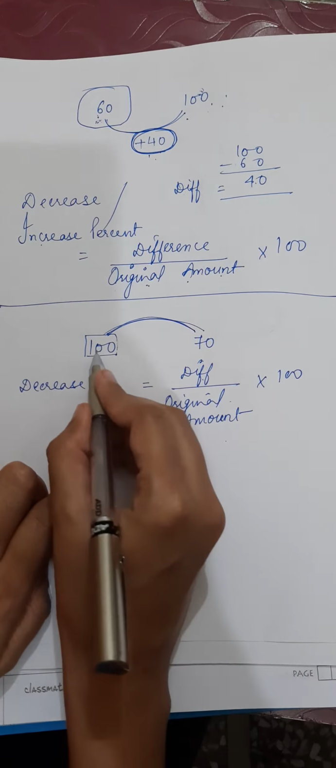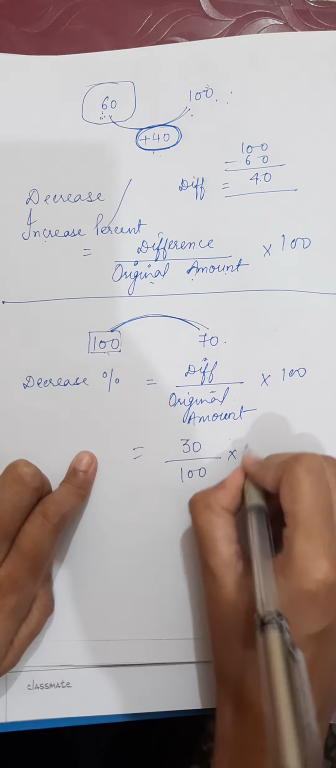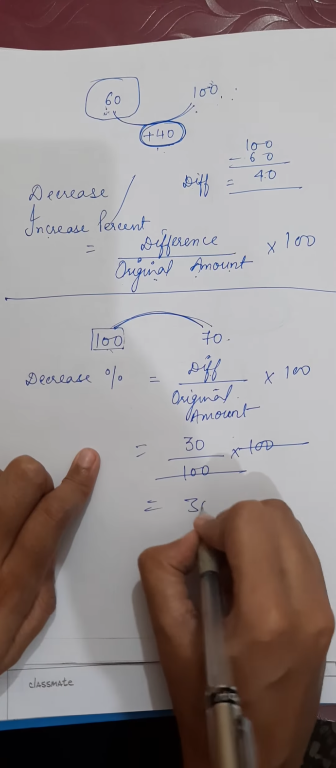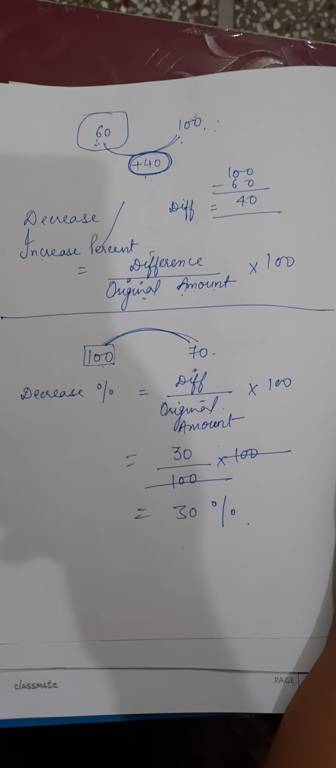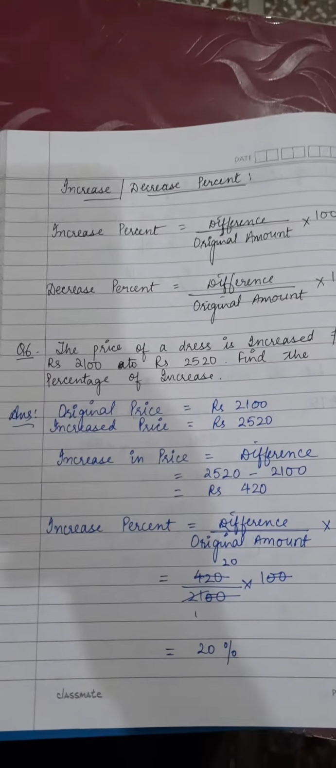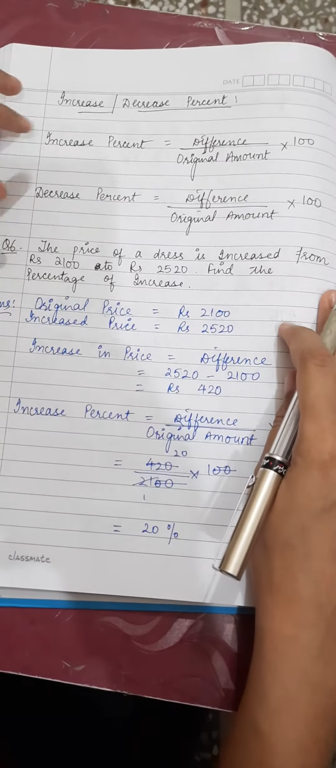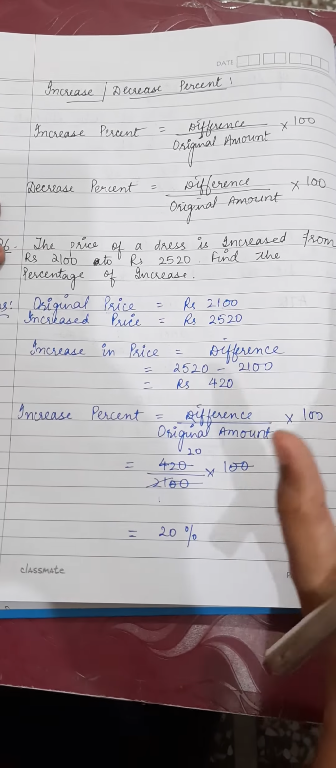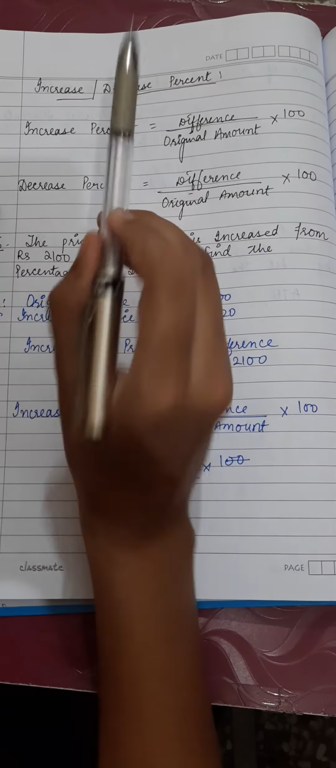What is the difference of 100 and 70? 30. What is the original amount? 100. Multiply by 100. The zeros cancel. The answer is 30%. So this was the basic example which I have given you from my side. Now we are going to move to question number 6, and you have to learn these formulas. Okay. Increase percent, decrease percent. But in the questions which we are going to do, these two questions have increase percent.